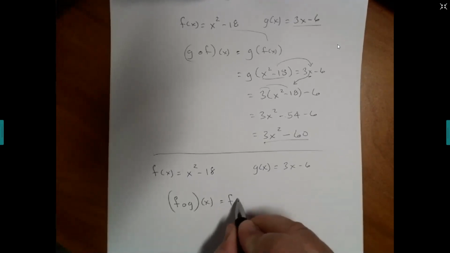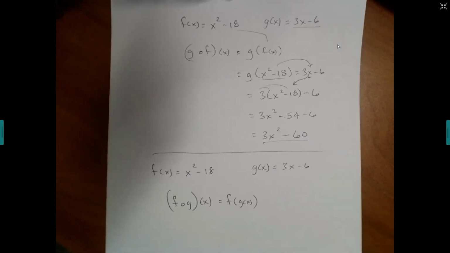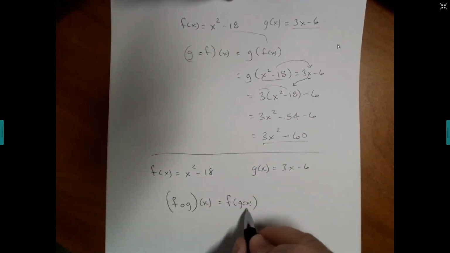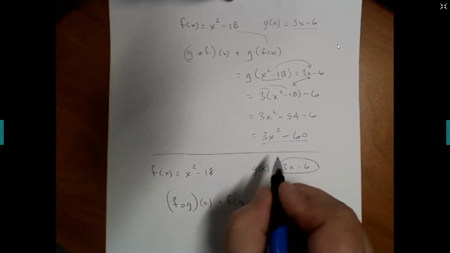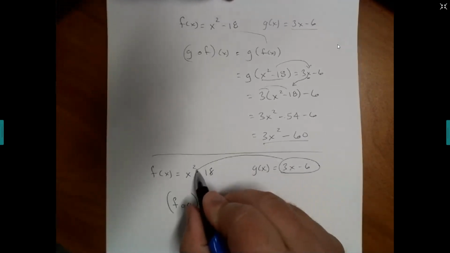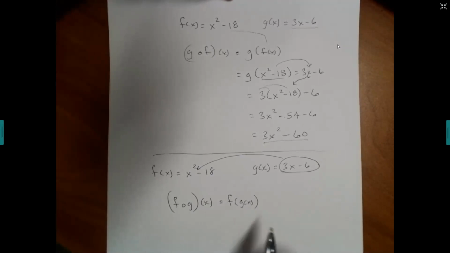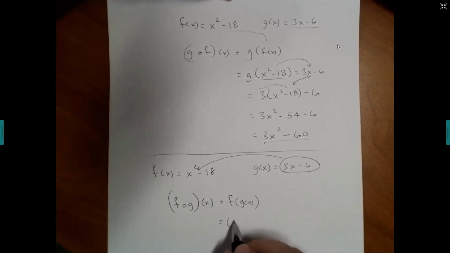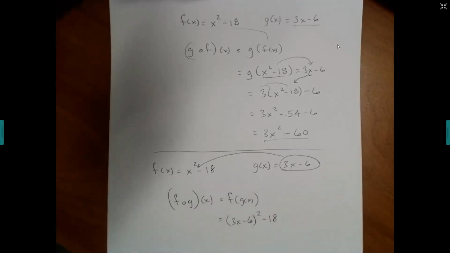Fog is f of g of x. What that means is this. Since g is on the inside, I take that and anywhere I see an x, that's where I put the g of x. So I have 3x minus 6 squared minus 18.